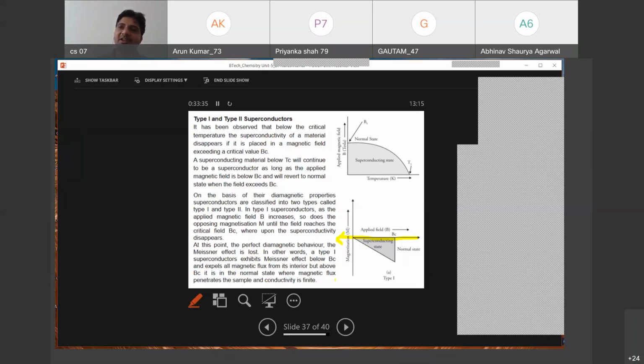Okay, it means it will have a little magnetic character. It will be attracted by a magnet. Okay, so this happens in case of type 1 superconductors. Here the transition from superconducting state to normal state is very sharp. The superconducting state, under the influence of a magnetic field, can change sharply to the normal state. This transition from superconducting state to normal state is sharp here.